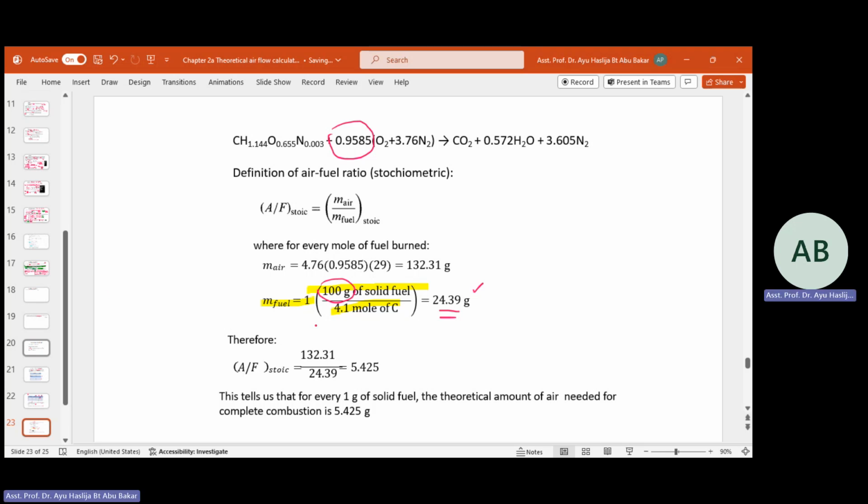Okay, so that's the difference between gas and solid fuel. The formula is still the same. It's just the m_fuel over here. So here we get the AF.